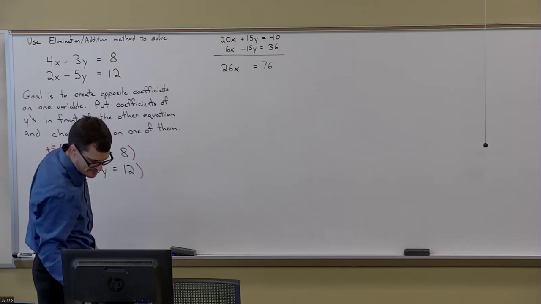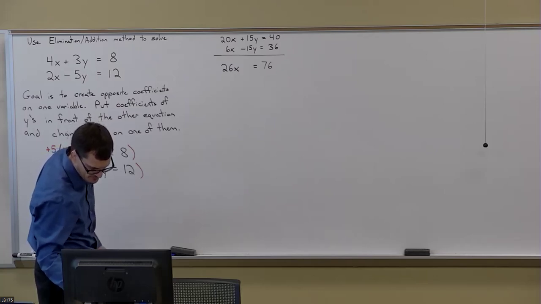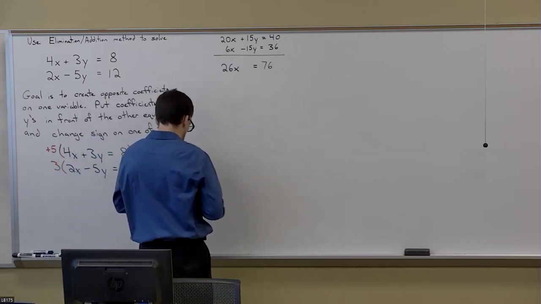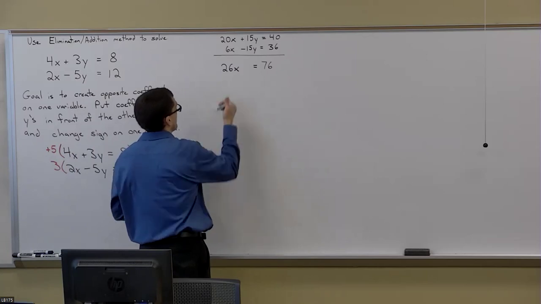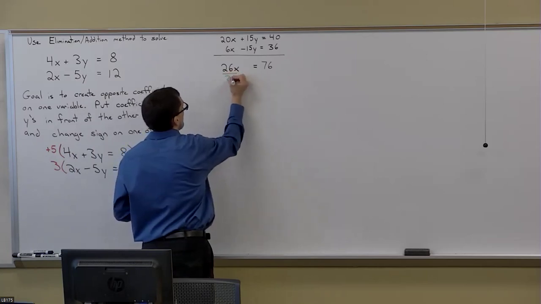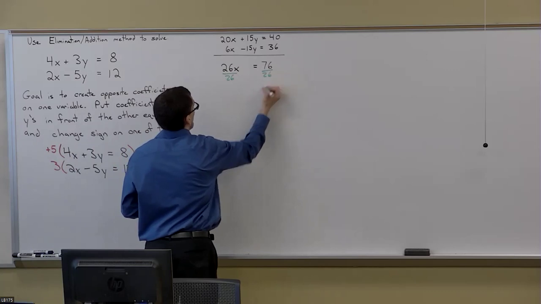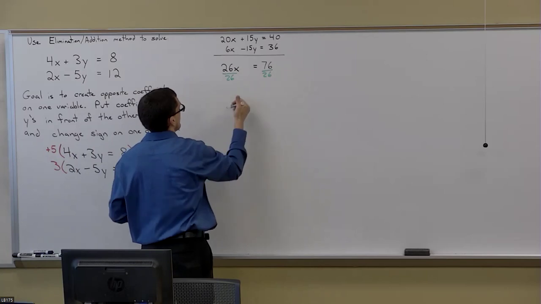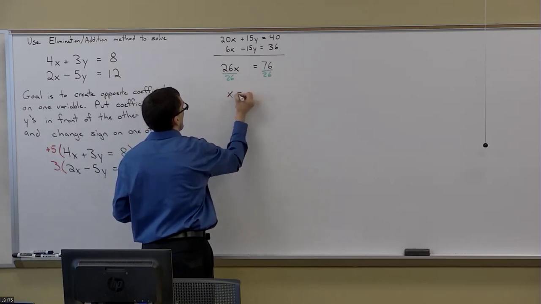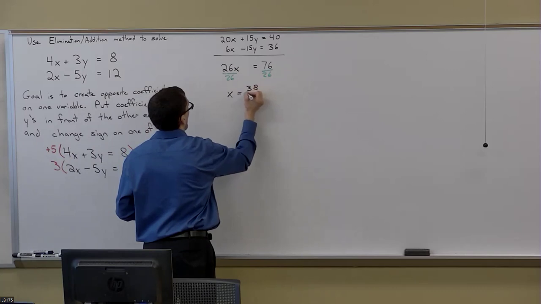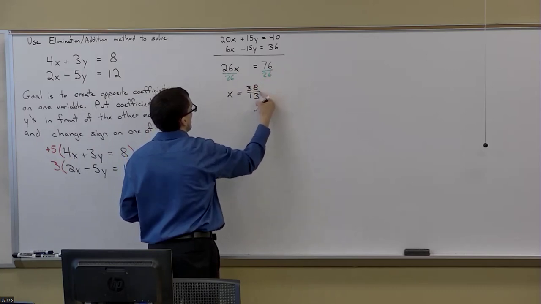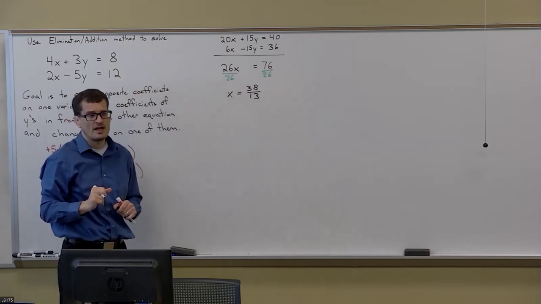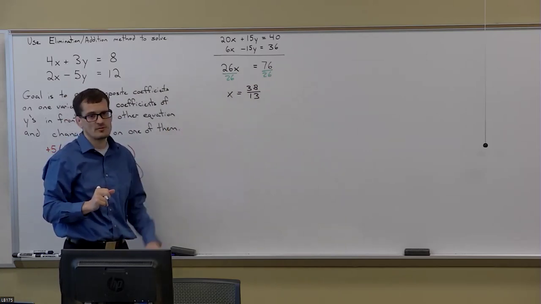76 divided by 26 is not a very nice number. It's 38/13 simplified. So divide both sides by 26 and we solve for x. Simplified, it's 38 over 13. Okay. And in Moodle, you can round your answers to 2 decimal places.